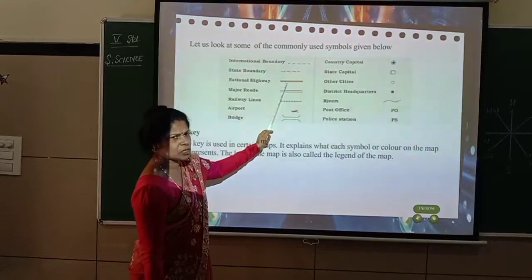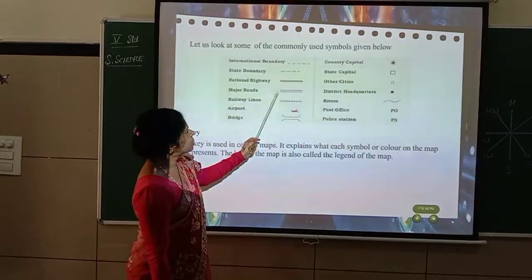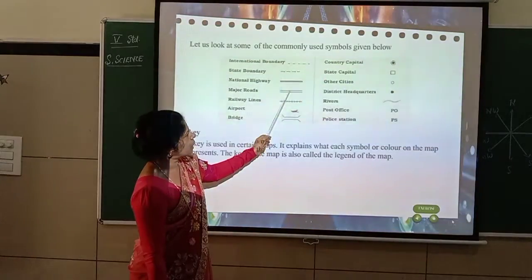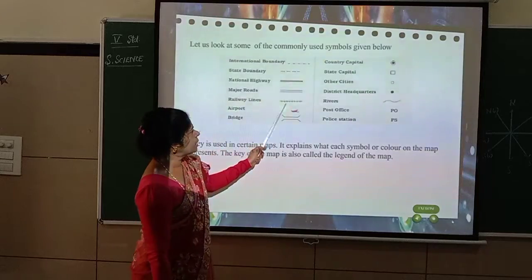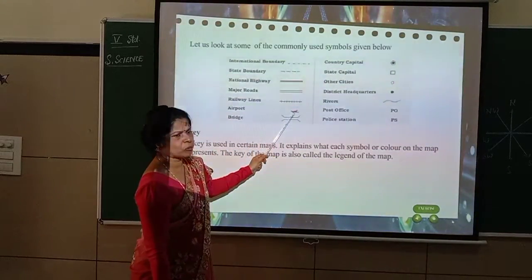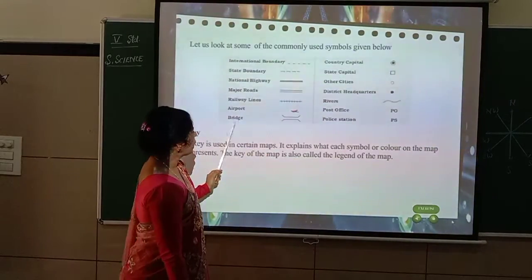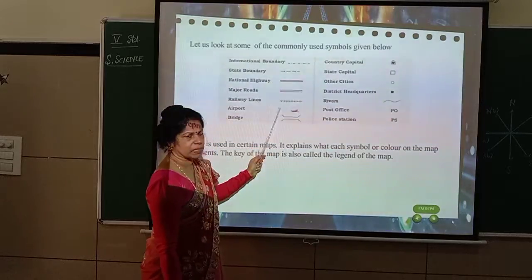National highways, how it is shown: yellow color, thick line. Major roads, the normal ones, you can see in purple color. Understood? So this is major roads. Railway lines, they have shown like this. Airport, they have shown an aeroplane there. Bridge, you can see, this is how they show the bridge. These are all the symbols.